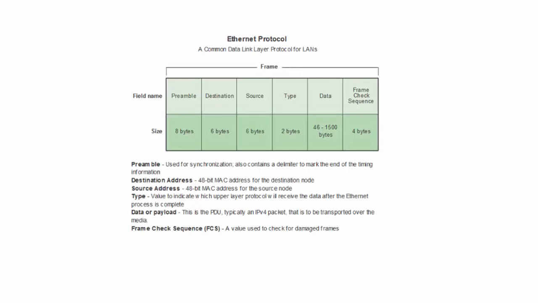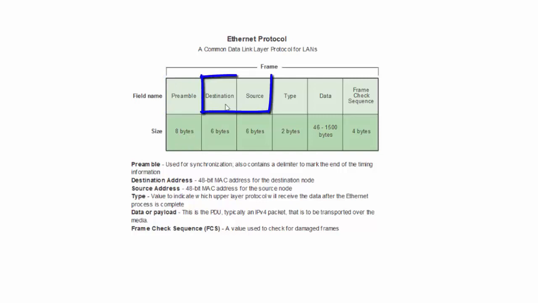So each data link layer protocol defines the structure of the frame using the standard specification. And for the case of Ethernet, for example, this is the structure of the frame. And again, we see here the preamble representing the start of the frame, and it's also used for synchronization purposes between the sender and the receiver.